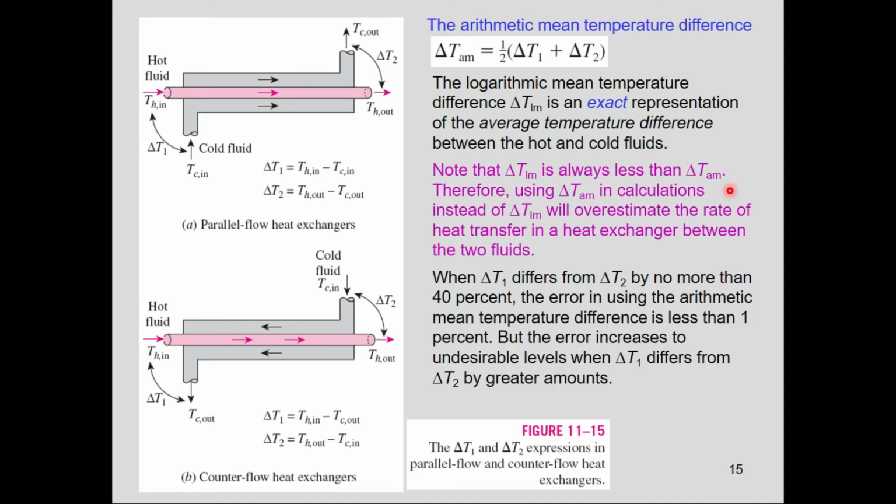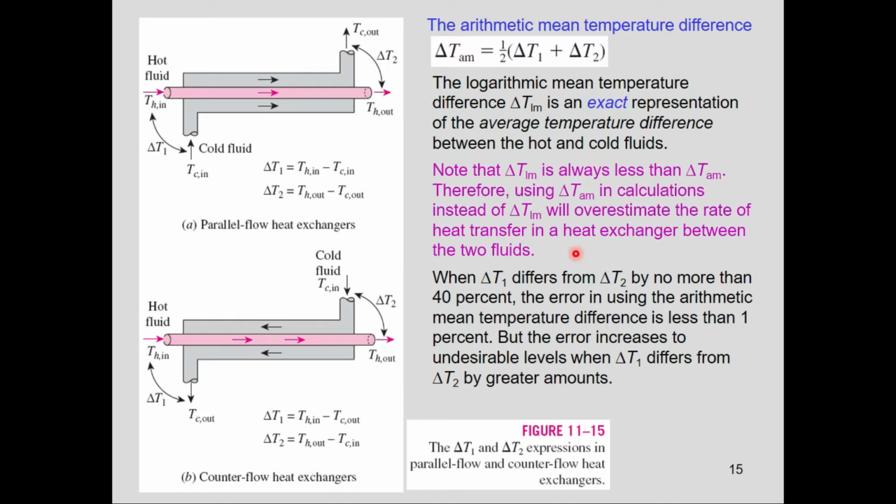Therefore, using delta T_am, or the arithmetic mean temperature difference, in the calculations instead of the log mean temperature difference will overestimate the rate of heat transfer in the heat exchanger between the two fluids, right? So keep in mind that we will ultimately have to use this LMTD or delta T_lm. If we use the simple arithmetic mean temperature difference, it will give you a higher value of the rate of heat transfer in the heat exchanger.